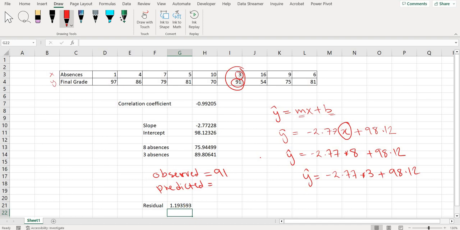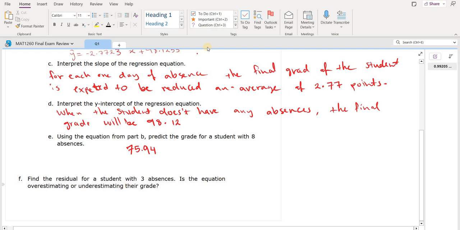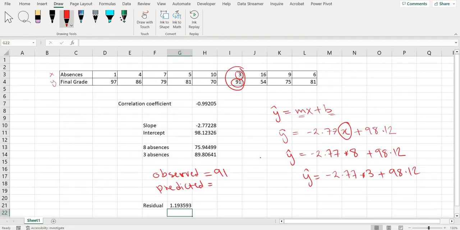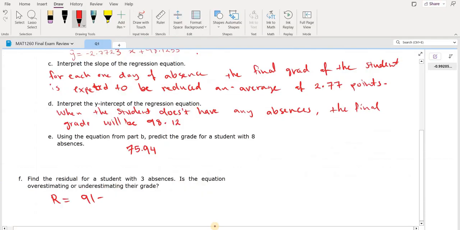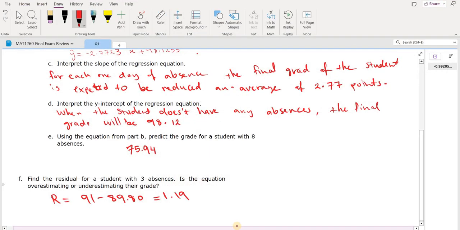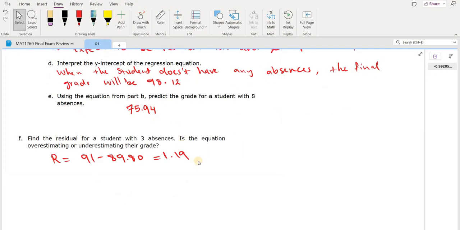So what you're going to write here, you're going to say residual is equal to 91 minus 89.80, which is going to give me 1.19. Notice here how the observed value is bigger than the predicted value, which means the equation underestimates their grade.